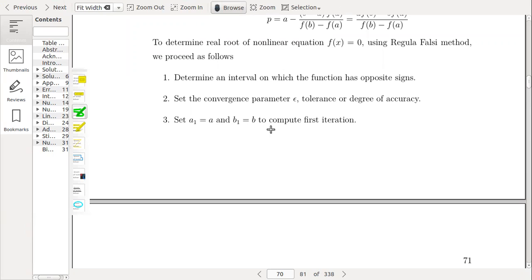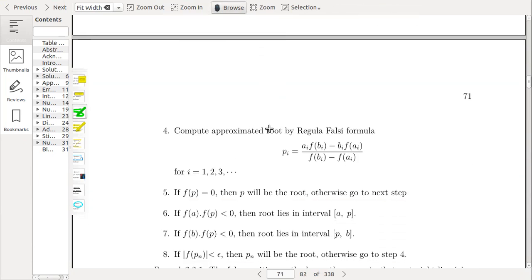So if you are given to find the answer correct up to 3 decimal places, then epsilon should be equal to 0.000, and then after 3 zeros you may have a one digit between 1 to 9. So that is also called tolerance in some programming languages like Maple, or degree of accuracy. And then the given interval can be set as a1 is equal to a and b1 is equal to b to compute the first iteration.